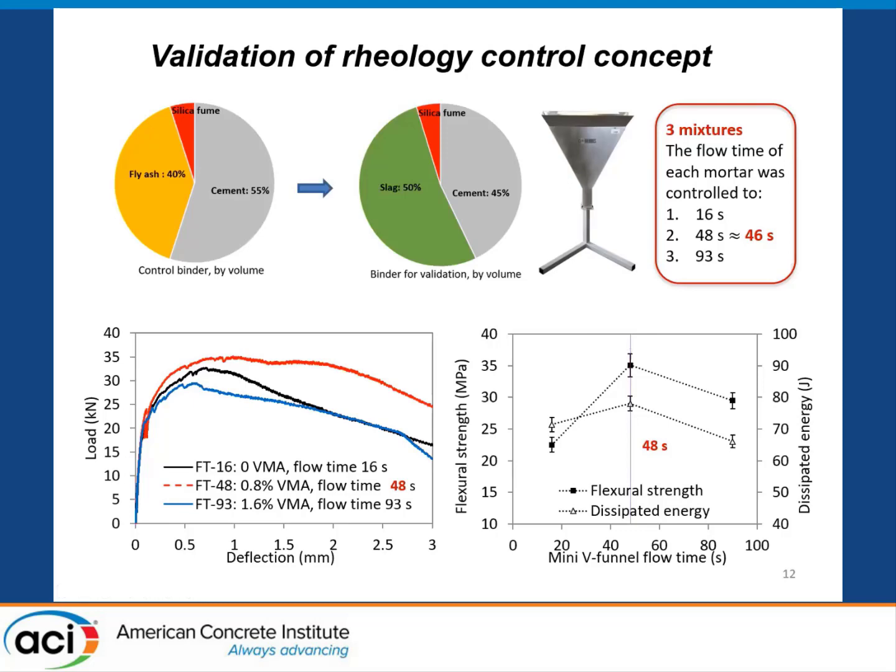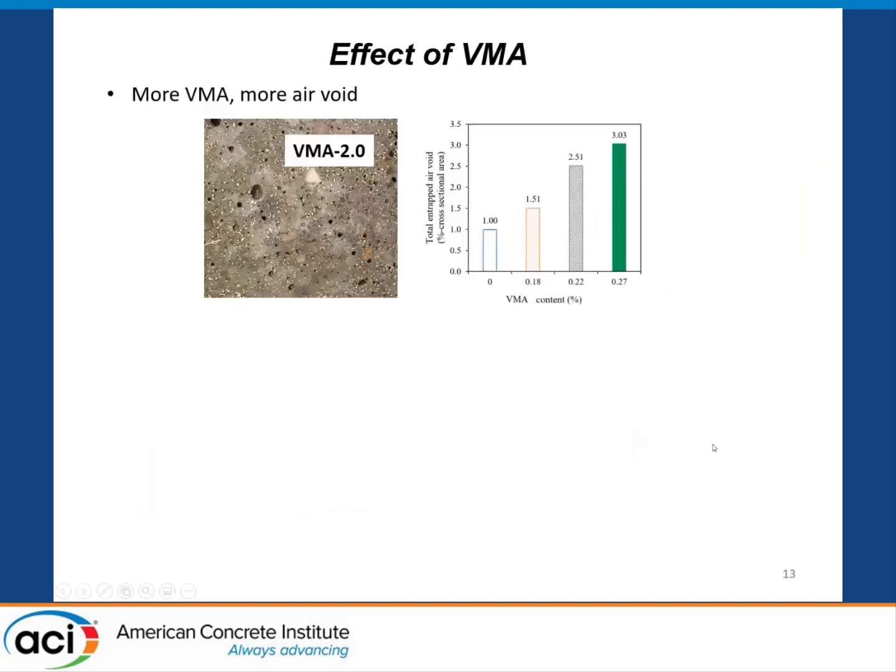But it is noteworthy that even though we increase the fiber distribution by increasing the VMA, by increasing the viscosity of the suspending mortar, we still observed a decrease of the flexural properties. This is because if the viscosity of the matrix is too high, a lot of air will be entrapped, and that will weaken the matrix of the UHPC.